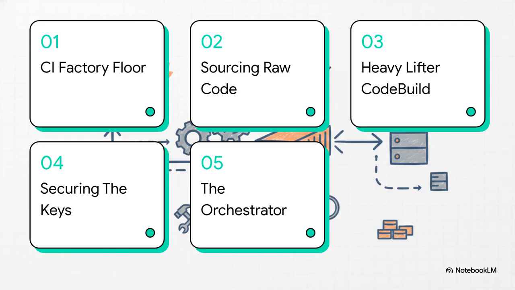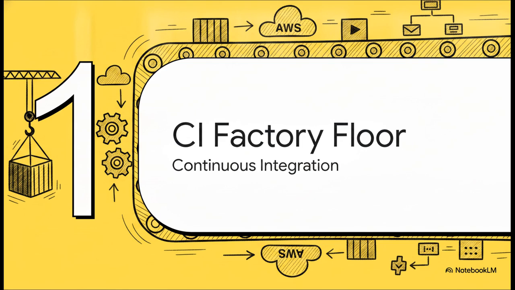Here's our roadmap for how we're going to build this out. We'll start by mapping out the CI factory floor. Then we'll source our raw code, meet our heavy lifter AWS CodeBuild, figure out how to secure our keys, and finally bring it all together with the ultimate orchestrator, AWS CodePipeline. All right, let's get right into it with section 1, the CI factory floor.